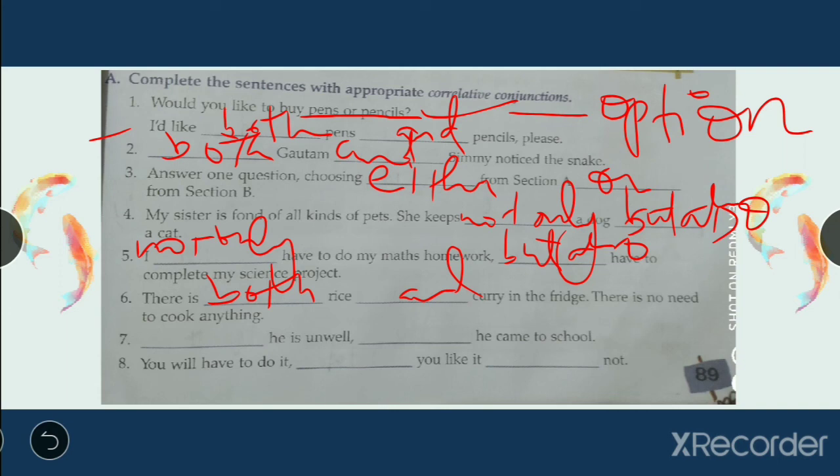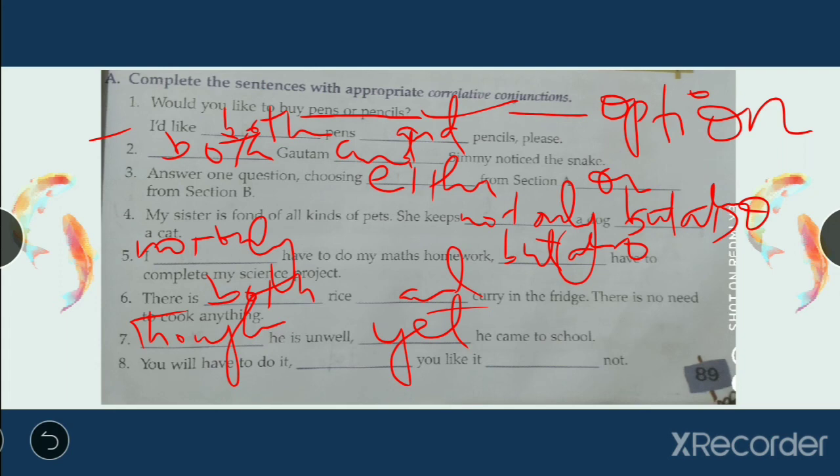Dash, he is unwell, dash, he came to school. He's unwell means he's not fine, but still he went to school, right? So when this opposite ideas happen, what do we use? Yes, very good. Though, yet. So though he is unwell, yet he came to school. Okay?